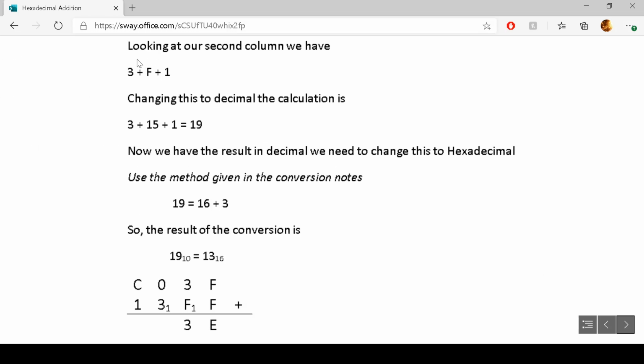Our second column, we have 3 plus F plus 1. So that's 3 plus 15 plus 1, which is 19. Now, if you prefer to use your hexadecimal conversion that you were shown before, then please do so. But 19 is equal to 16 plus 3. 19 is too big for the column, so we have to take some of the value out and move it to the next column. So 19 decimal is equal to 13 hexadecimal. So we put 3 down here and carry the 1.